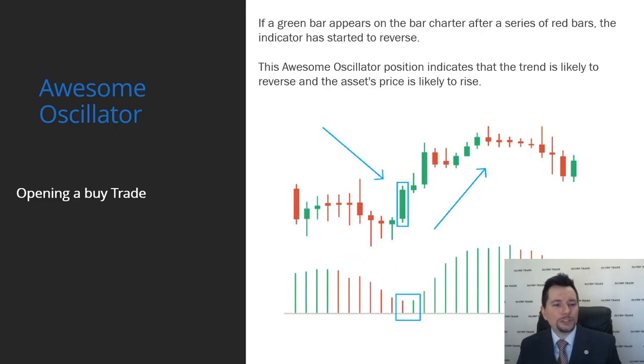Now, what about a buy trade? How do we figure a buy trade? Well, it's actually exactly the opposite. When we have a change from a red bar into a green bar, after a series of red, then this is an indication that price could reverse. Now, the awesome oscillator's position below or above the zero line will also indicate to you where a good entry point will be.